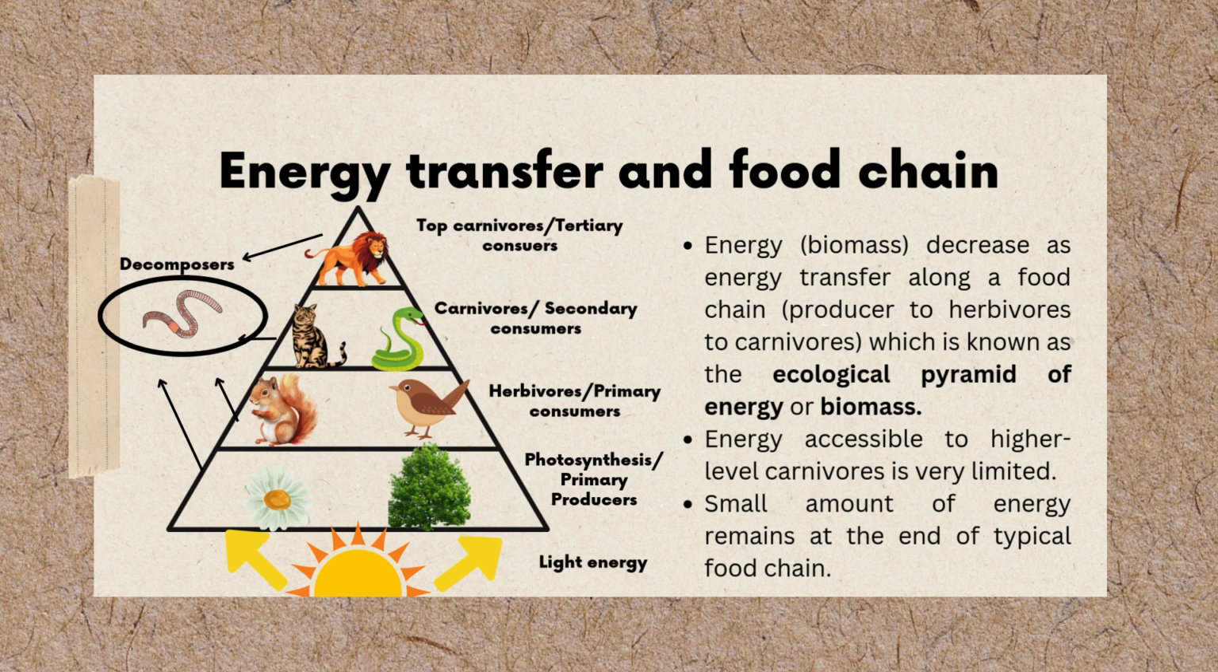The energy accessible to higher-level carnivores at the top of the pyramid is very limited compared to that available at the base among producers. This decline in energy restricts the length of food chains, typically to 2 to 5 trophic levels. Because only a small amount of energy remains at the end of a typical food chain, top carnivores often survive by consuming a diverse range of foods.